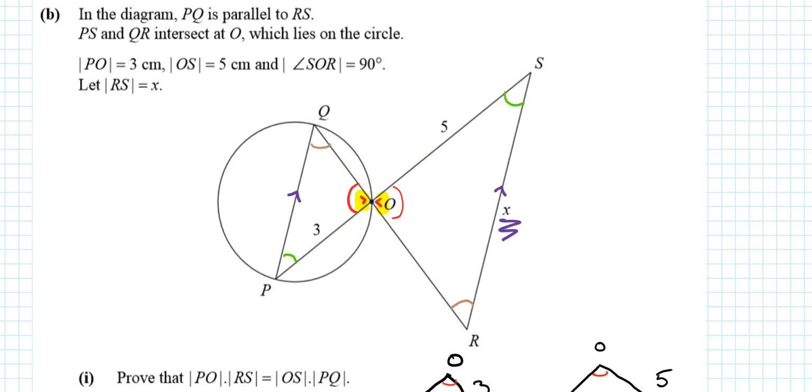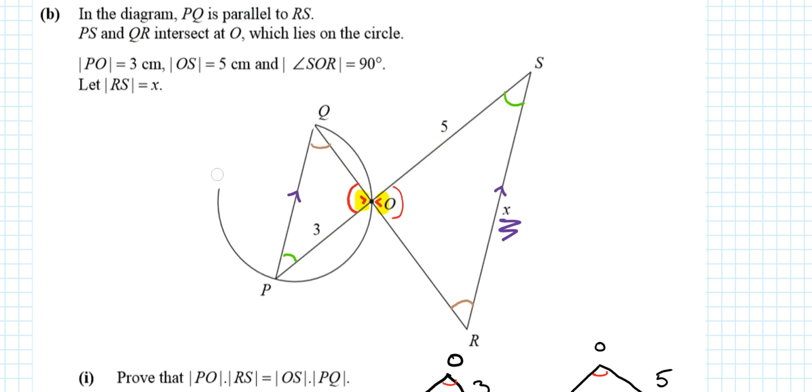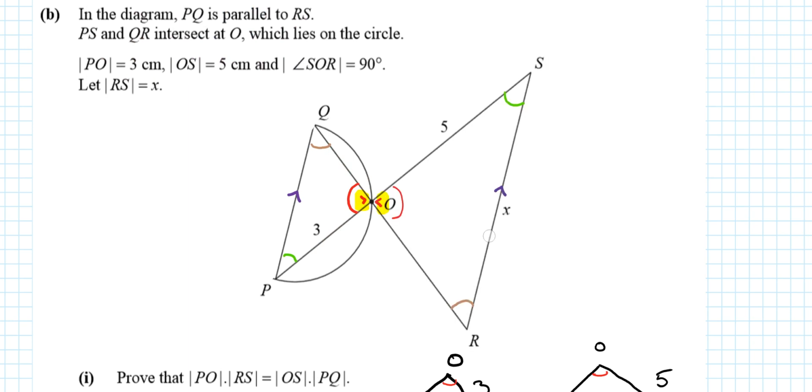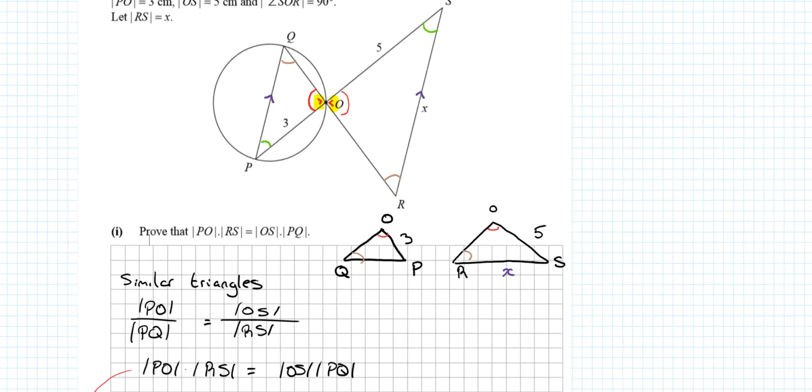If this is a right angle, we have a semicircle here, so the angle in a semicircle must be 90 degrees, okay? Fantastic. So that also means that QP is a diameter. So this length here is a diameter. And they say RS is equal to X. Prove that PO times RS equals OS times PQ.